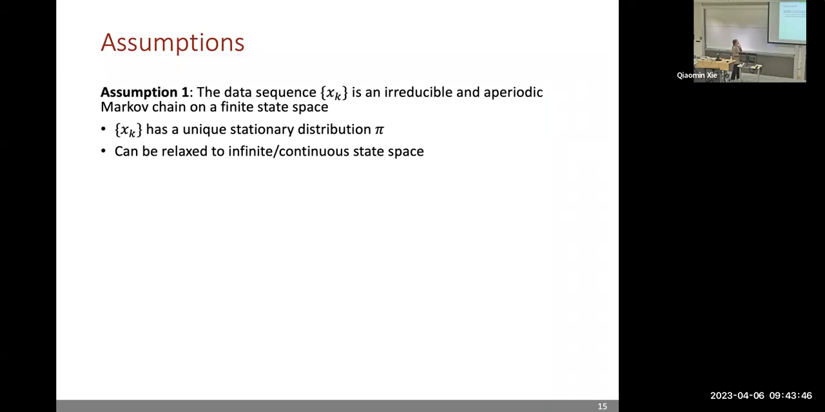We recently generalized all our results to the general setting with infinite state space, and even unbounded, even continuous state space. But for simplicity, here we just focus on finite state space.